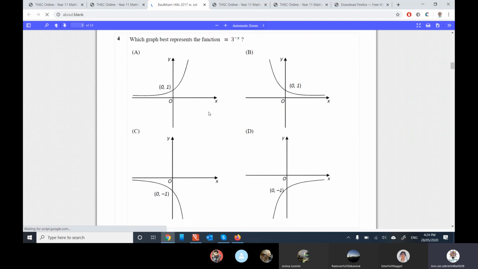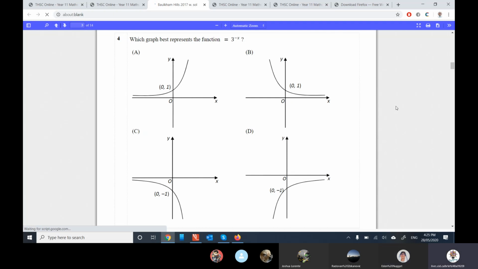Which graph best represents this function, 3 to the negative x? Be careful. I think we just did this last week, didn't we? Exponential. D? Just wait. Keep it to yourself for a second. Just let them think. One sec, have to think about it.